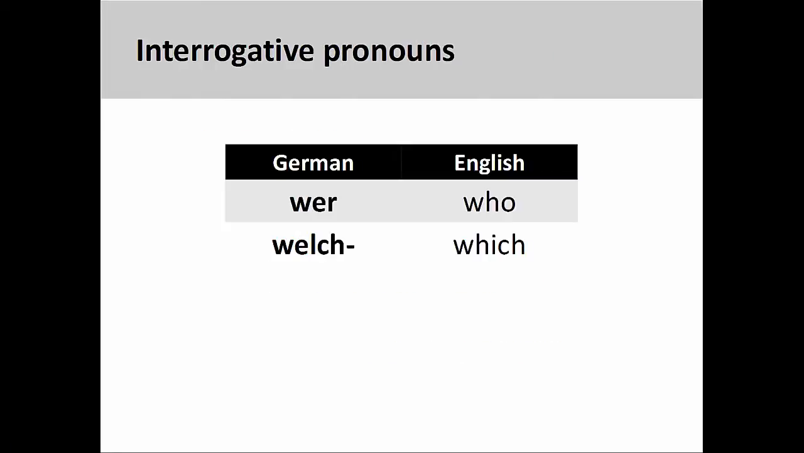We also learned that some interrogative words took different endings based on the case, gender, and number of the noun they modify, although I didn't go into detail about them. I will do that in this presentation. These interrogative words are wer, who, and welch, which.